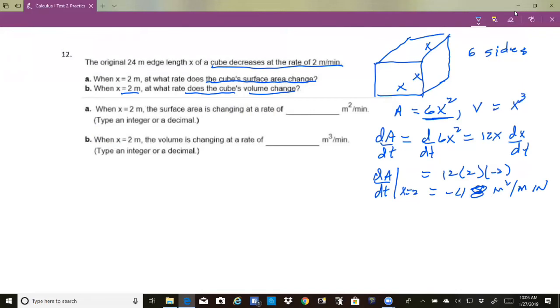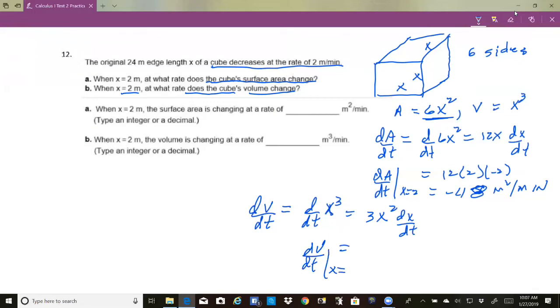Now, to do the change in volume with respect to time, dV/dt is equal to d/dt of x cubed, which is equal to, take the derivative with respect to x first, 3x squared times dx/dt. And dV/dt at x equals 2 is going to be 3 times 2 squared, which is 4, times dx/dt, which is minus 2. And so this is going to be minus 24 meters squared per minute. So the answers here are minus 48 and minus 24.